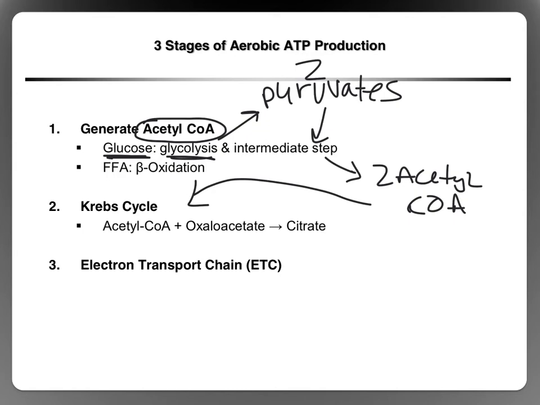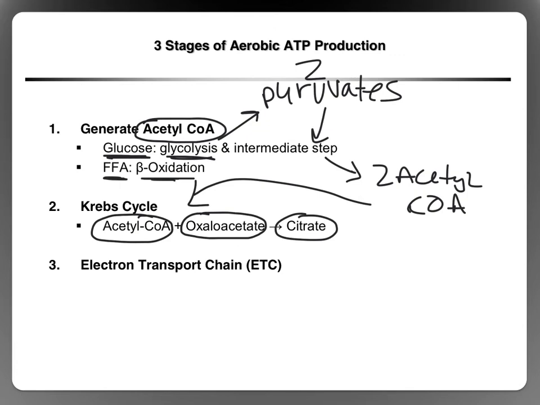If we start with fat, we go through a process called beta oxidation. Beta oxidation creates acetyl-CoA for fat, in a similar way that the intermediate step created acetyl-CoA from what originated as glucose. But we'll talk about beta oxidation later. Okay. Every acetyl-CoA feeds into the Krebs cycle by combining with oxaloacetate, producing citrate.